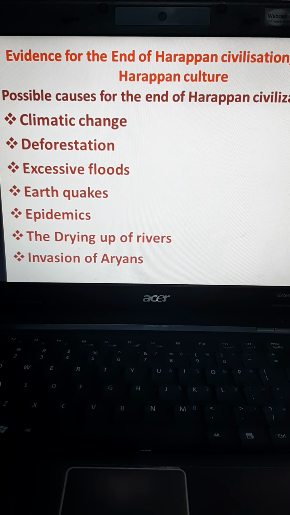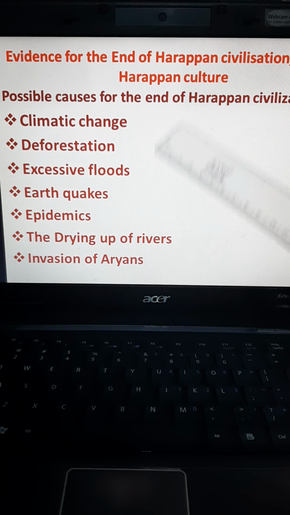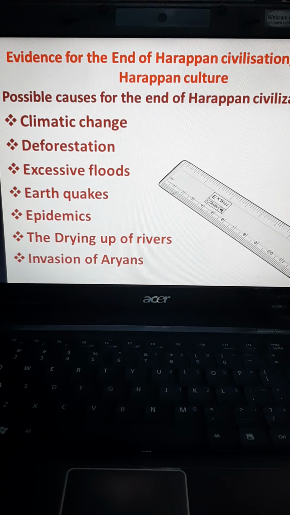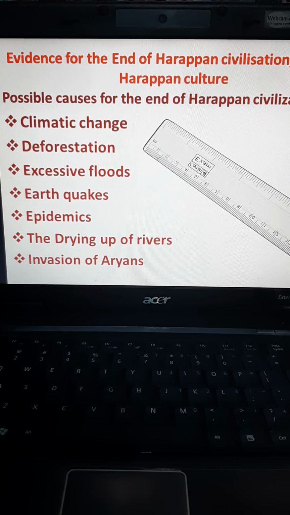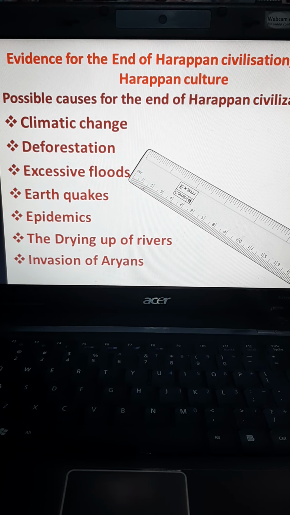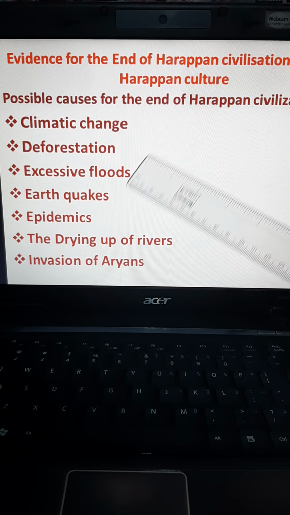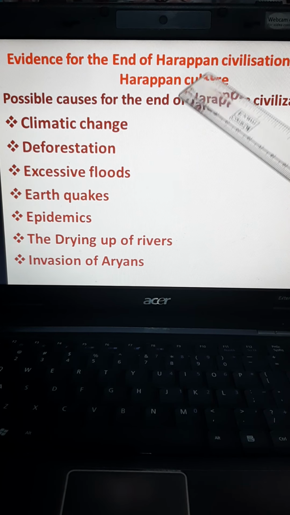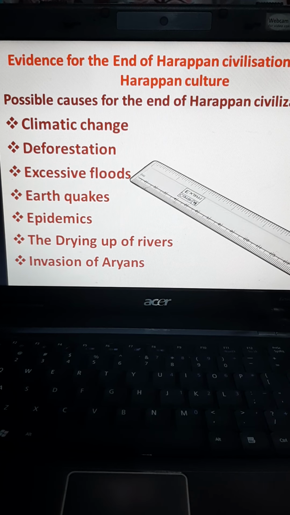Harappan civilization, how it came to an end. That means late Harappan culture, how it came to an end. What was the possible cause for the end of Harappan civilization? One was climatic change. Due to the change in the climate, another was deforestation, cutting of the trees. For the planned settlement they required the area, they started cutting the trees, so deforestation occurred.